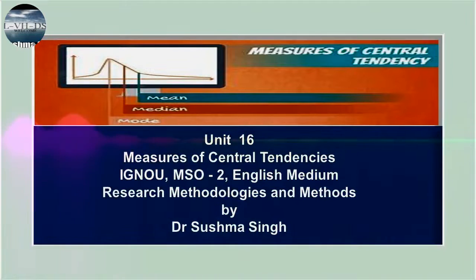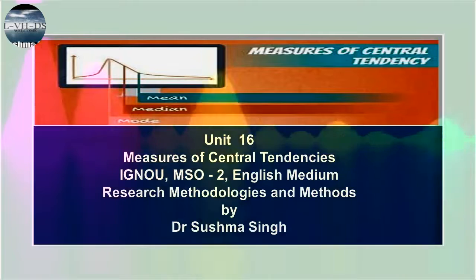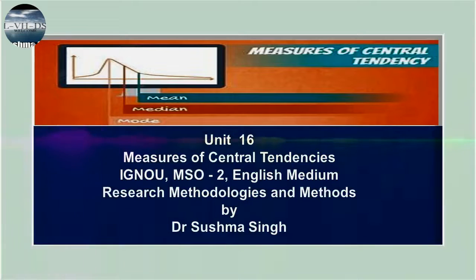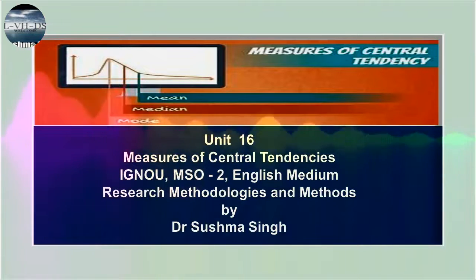Let us move to the next point, median. Median is the score that divides the distribution into halves. Half of the scores are above the median and the other half are below it when the data are arranged in numerical order. Median is also referred to as the score at the 50th percentile in the distribution.